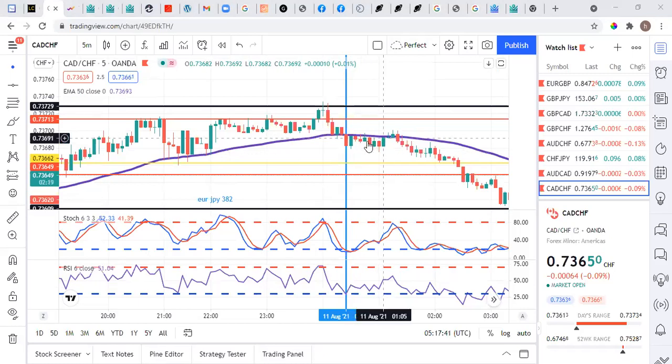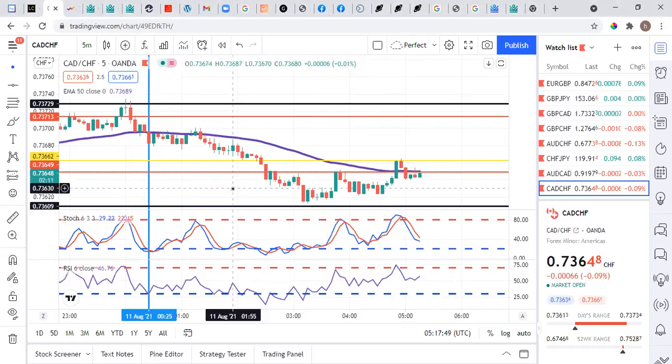If the EMA is in the middle of the candle, it's consolidating. Yeah, you guys are learning. You guys are getting better. Okay, getting better. All right.